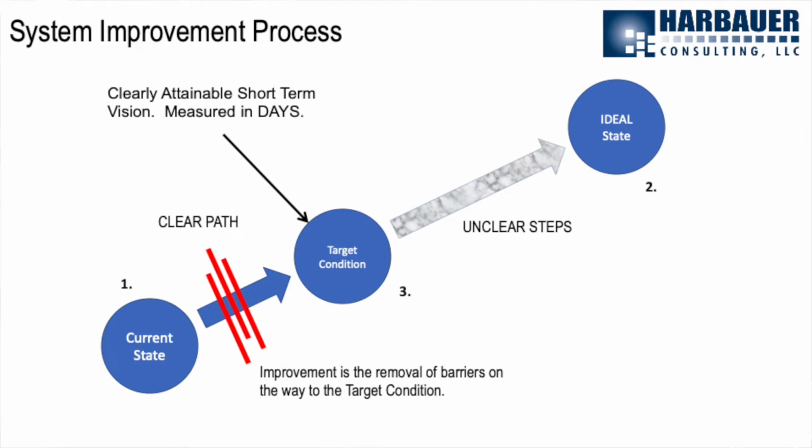Then there's step 3 on that screen, in the middle, called target condition. That's where you put a clear plan together. The target condition is always in the direction of your ideal state. From your current state to your ideal state, you want to be on that path. The target condition is nothing more than the elimination of problems, wastes, and issues that result in us getting one step closer to our ideal state.